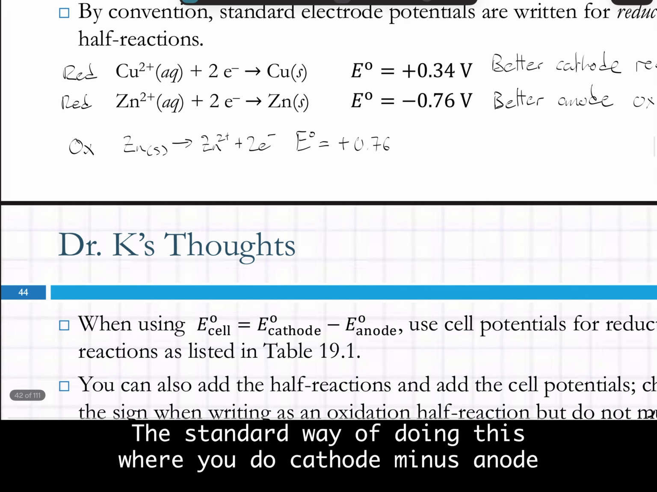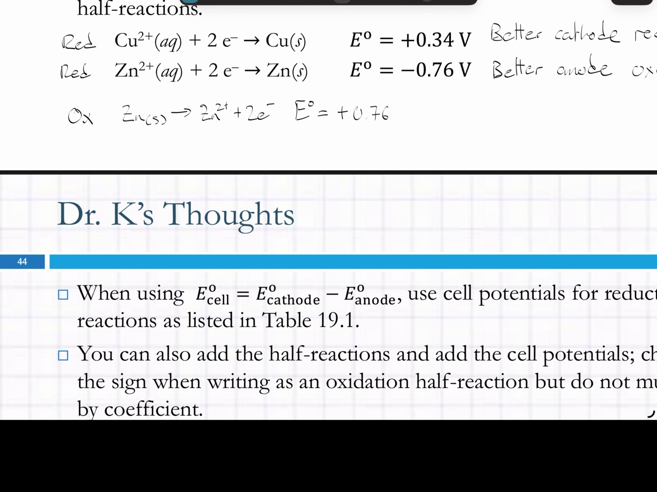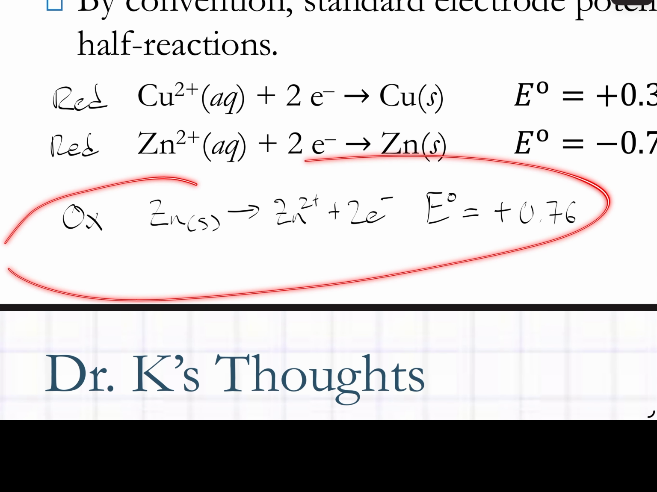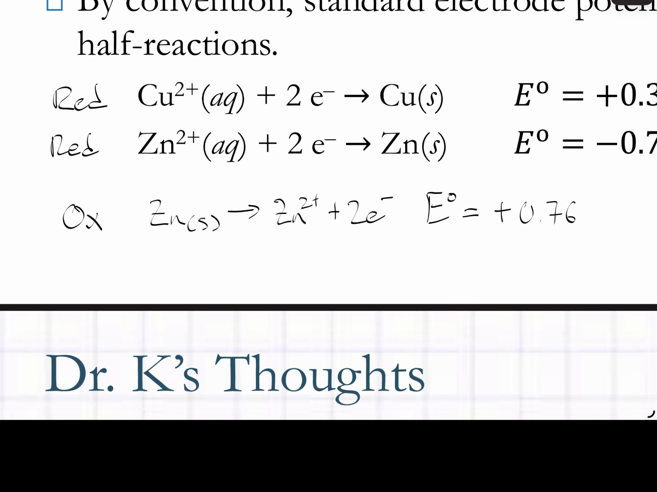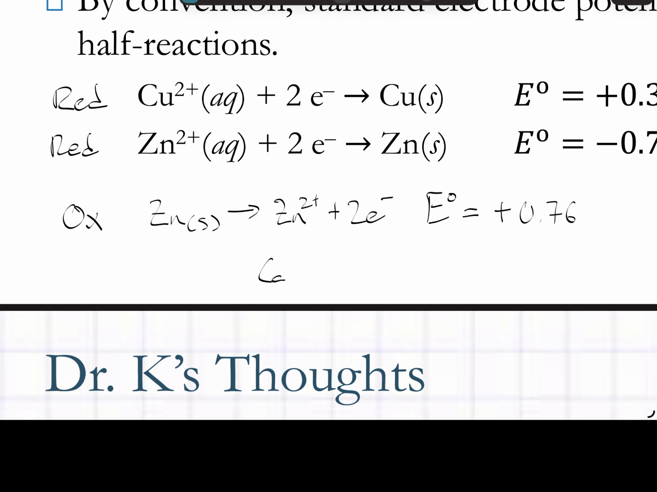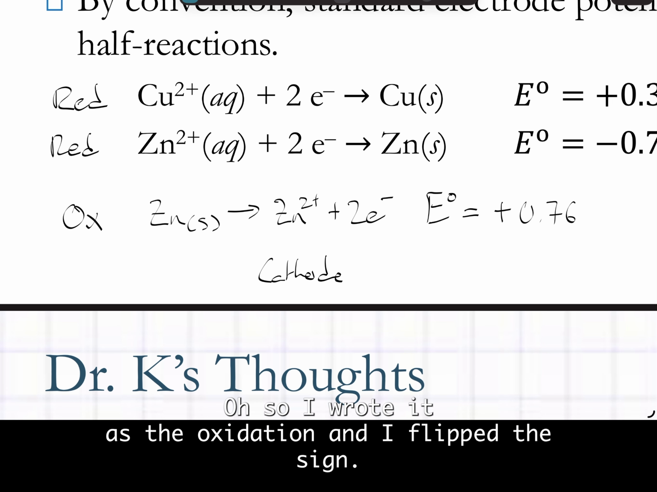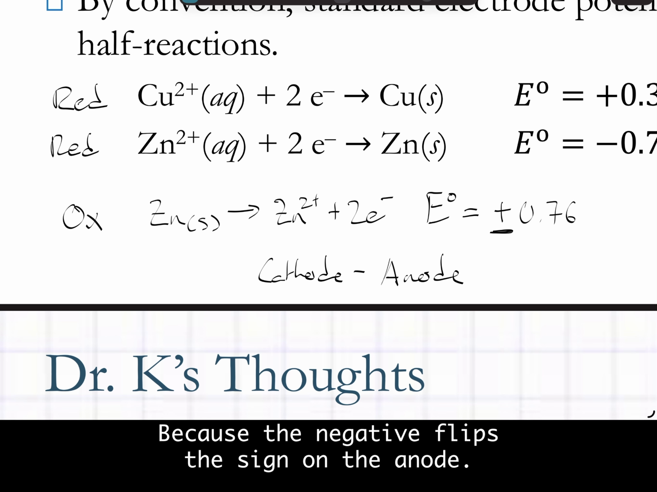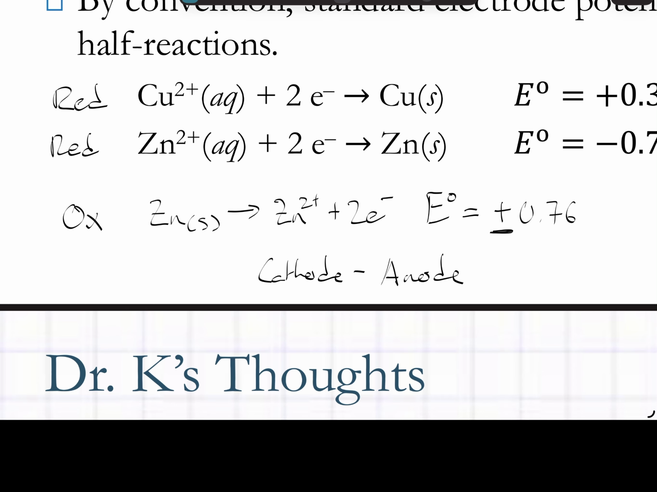The standard way of doing this, where you do cathode minus anode, has the negative built in. So like here, I flipped this to be the oxidation reaction. But when you do cathode minus anode, so I wrote it as the oxidation and I flipped the sign. But if you do cathode minus anode, you end up with the same thing because the negative flips the sign on the anode.